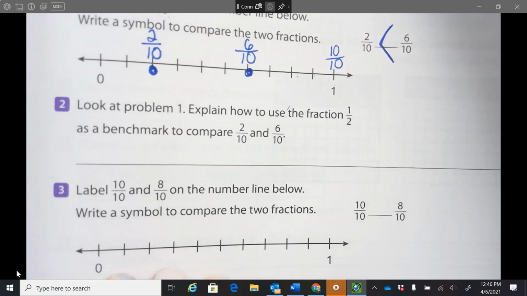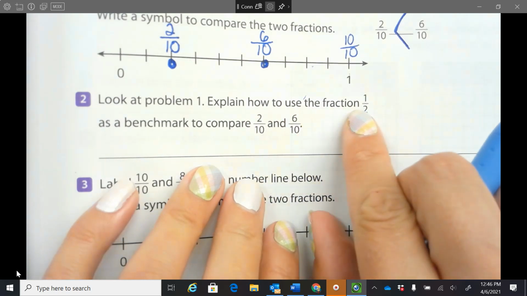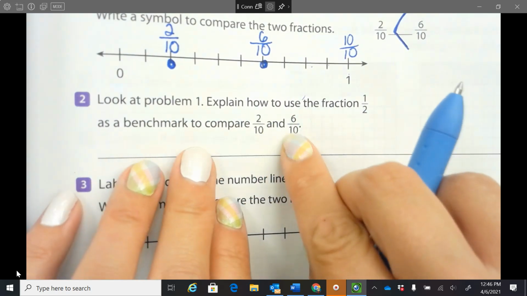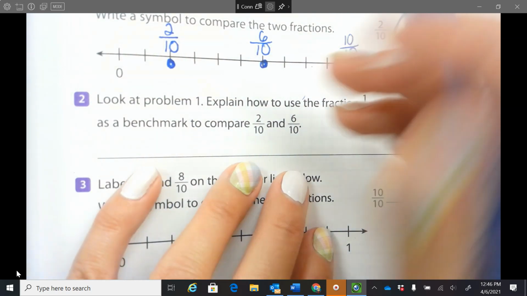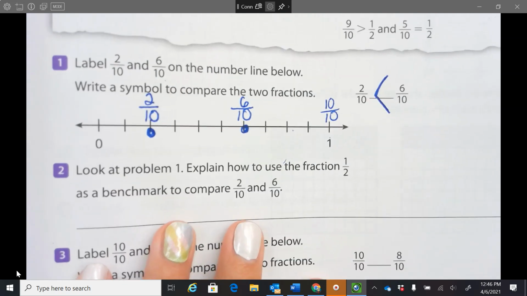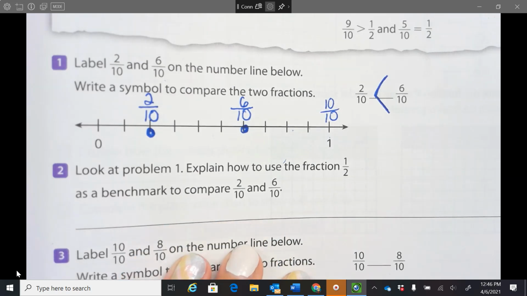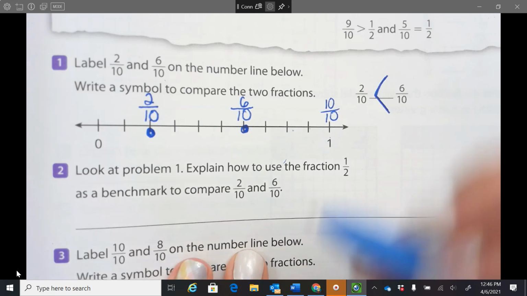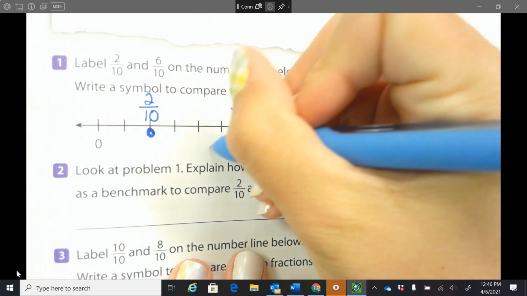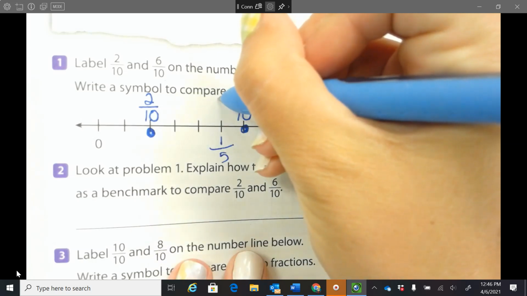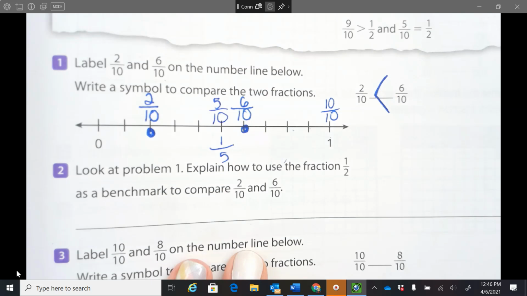All right. So it says, look at problem 1. Use how the fraction 1/2 can help you compare 2/10 and 6/10. Where would I put 1/2? Who can come point to it? Where would we put 1/2 on our number line? Christian, come up and point to it. Where would we put 1/2? Do you guys agree with Christian? Yeah. 1/2 would go right here because 1/2 is equivalent to 5/10. Okay? Thank you, Christian.